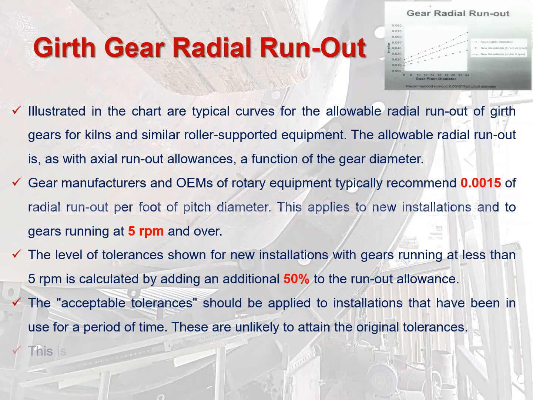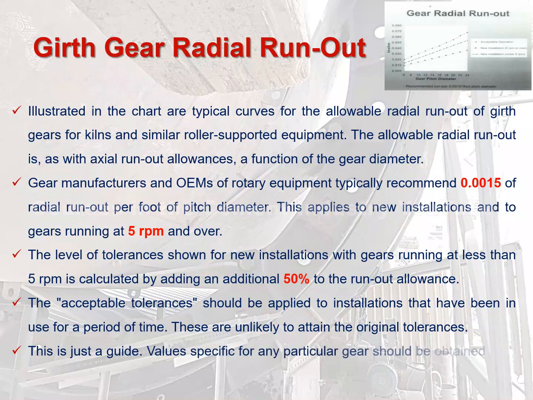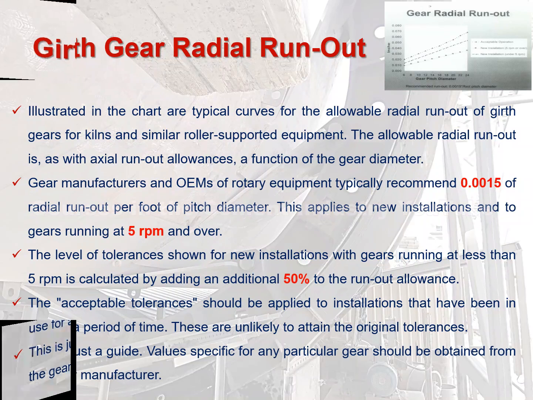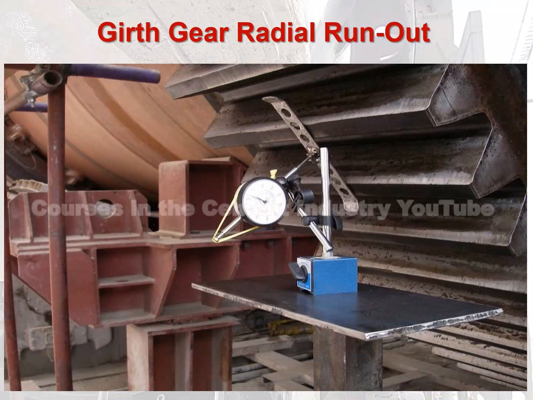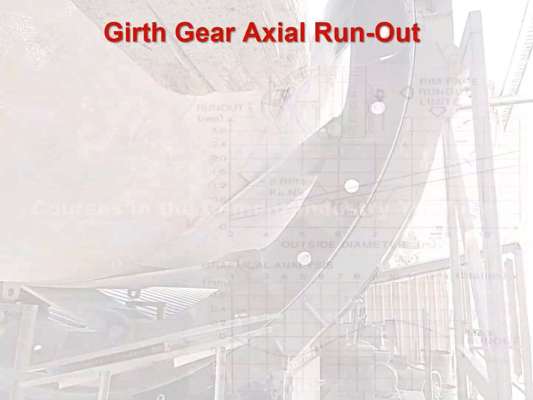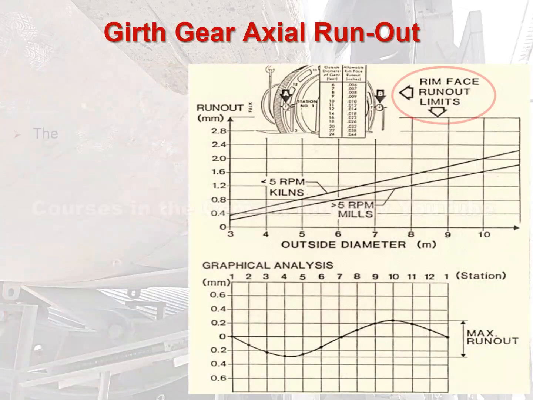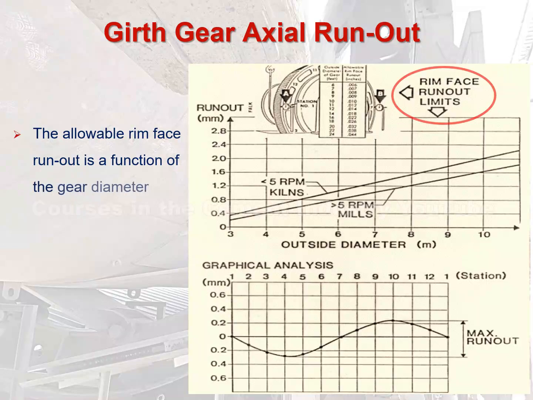5. This is just a guide. Values specific for any particular gear should be obtained from the gear manufacturer. This picture shows how to measure the girth gear radial runout. This picture shows the allowable rim face runout is a function of the gear diameter.